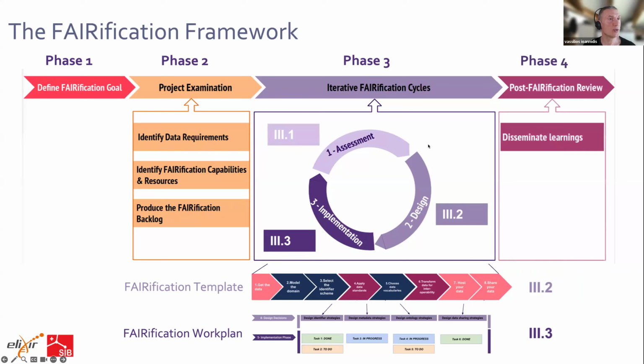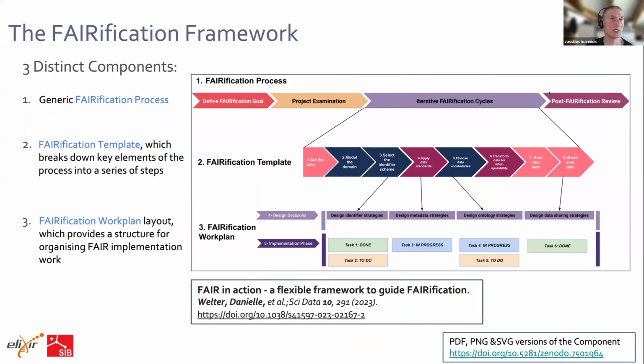Then you would move to phase 4, which would be the last assessment and post-verification review. It's very important just to make sure. It's a review against the goals to verify whether the goals were achieved or not. So now we see the three components of the framework: the verification process, the verification template, and the work plan. This is the same information, just displayed differently. I also added a link to the publication here because you will find a lot more details about these different components and how to use them. And I also put a link to Zenodo where you can have all the PDF, PNG, and SVG versions of the different components if you want to use them for your work.